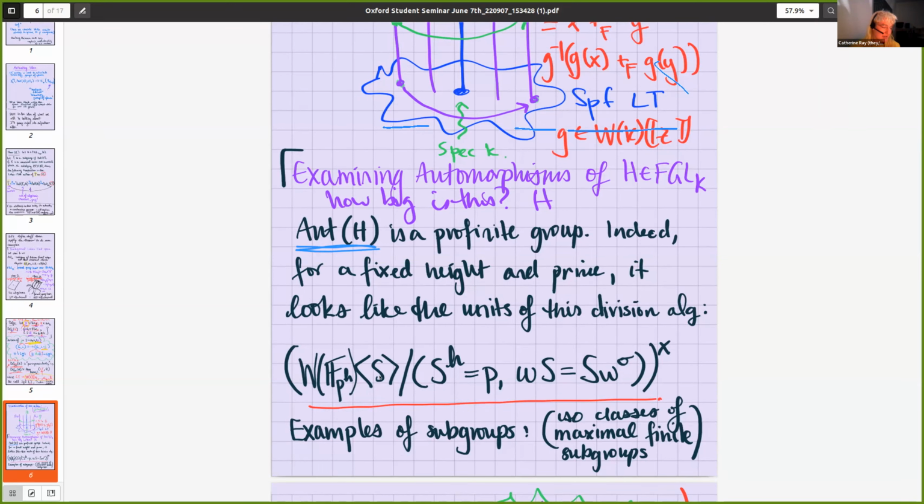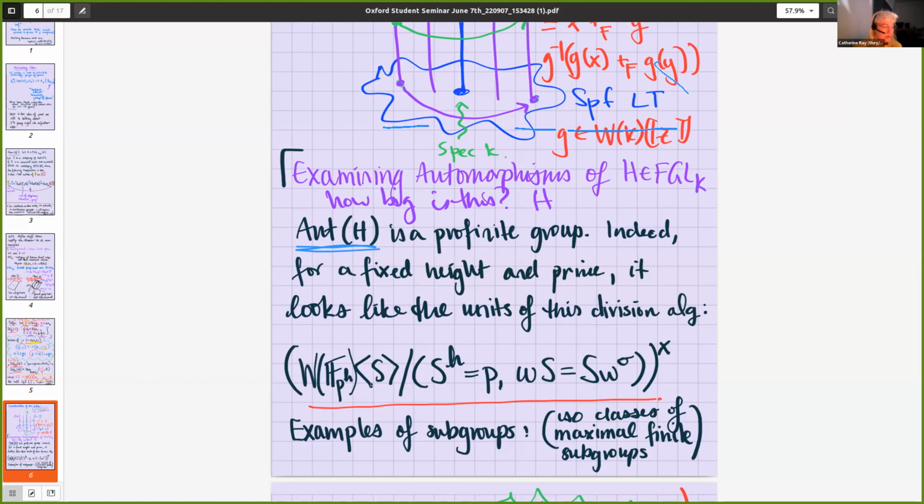Again, h is this height invariant that I talked about, which comes from looking at the rank of the kernel of the multiplication by p map at the identity. And elements of this ring look like polynomials in S. And if we want to move something from the Witt ring past S, it picks up an action by Frobenius. And then we ask for the units. Okay, so this is a giant, big profinite group.